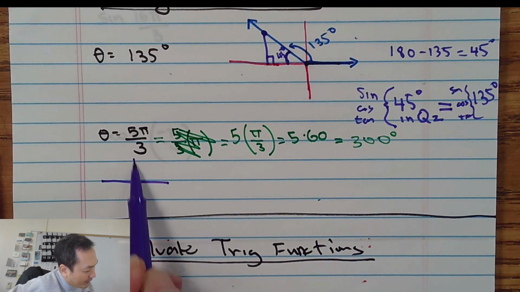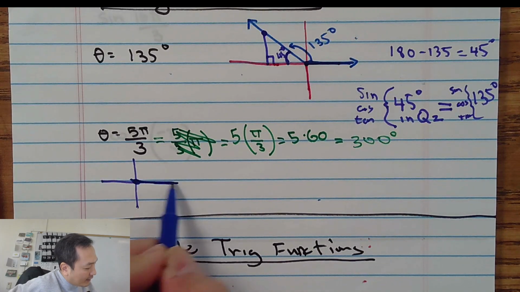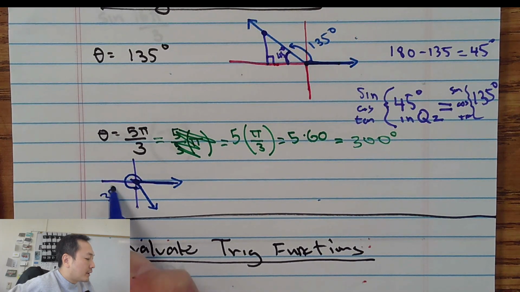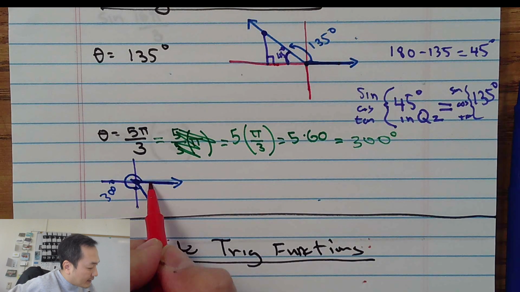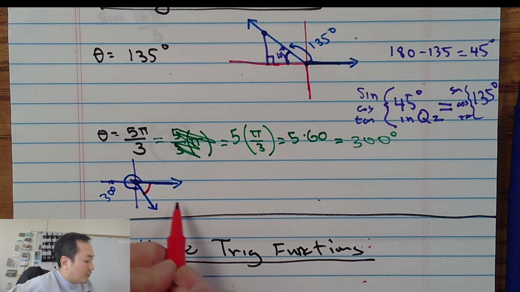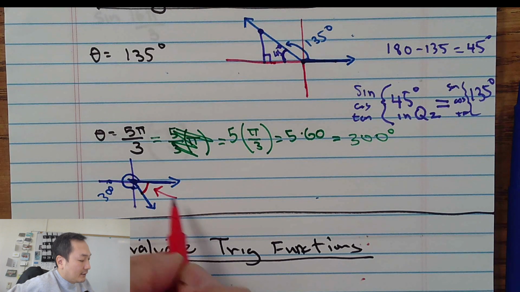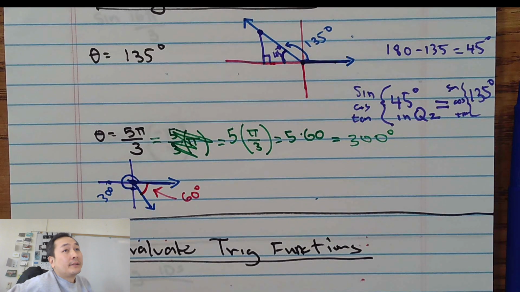And again, it doesn't have to be the nicest one. Start off with your initial side here. I know that this is 270. We're going like that, right? That's 300 degrees. So my reference angle is this guy here, which is 360 minus 300, 60 degrees. Okay?